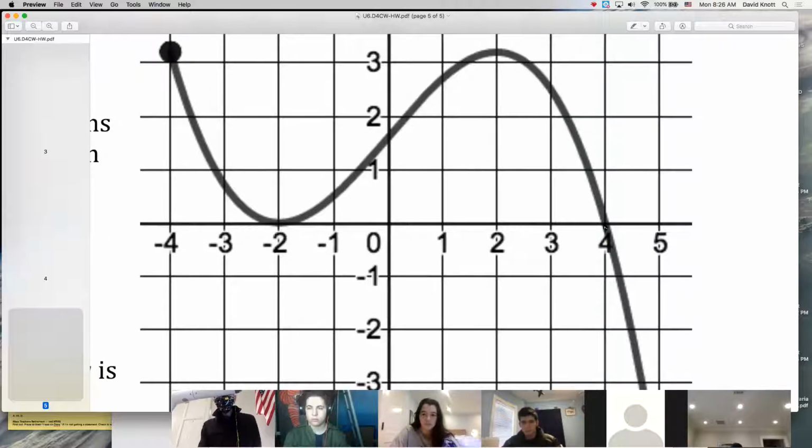On the other hand, at x equals 4, I think that is some kind of local min or max. Let's see which one it is. Before 4, to the left of it, the value of the derivative is positive, so the original function was increasing. Then to the right of 4, the derivative is negative, which means the original function is decreasing. So the original function switches from increasing to decreasing at 4, and that's characteristic of a local maximum. Okay, so I think 4 is a local maximum.